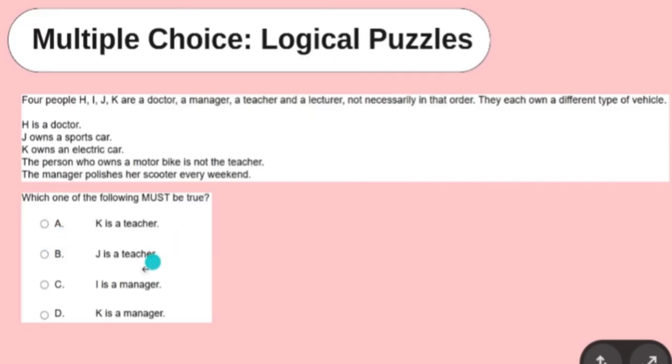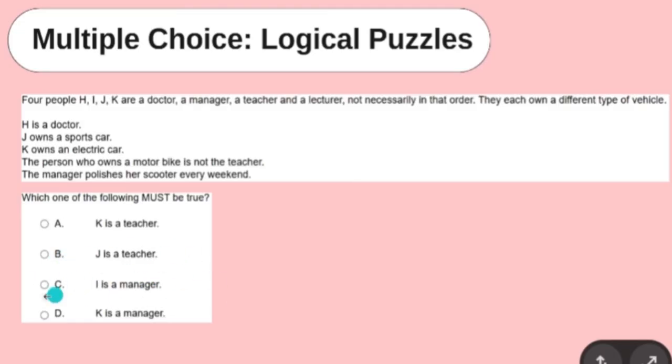Then we've got option B that was suggested. J is a teacher. Again, J could be a teacher, but we're not certain of that. And because it's a must be true statement, we cannot choose B in this case. J could be a teacher or a lecturer, so we're not 100% sure on that, and that's why we can't choose it. Then we've got I is a manager.